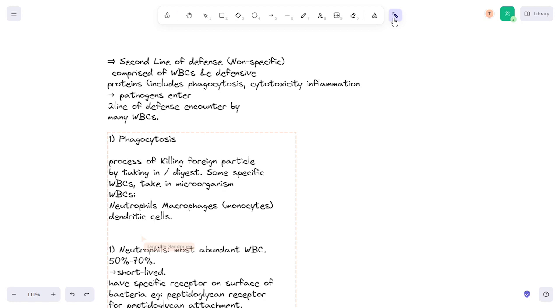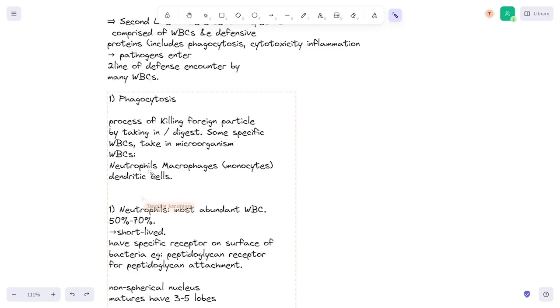So the first process is called phagocytosis. Phagocytosis is a process of killing foreign particles by taking in and digesting. Some specific white blood cells take in microorganisms, like neutrophils, macrophages, which are monocytes, and dendritic cells. These are the largest cells which are used in the second line of defense. So these are some of the cells which are used in the process of phagocytosis: neutrophils, macrophages, and dendritic cells. Today we are only discussing the neutrophils.